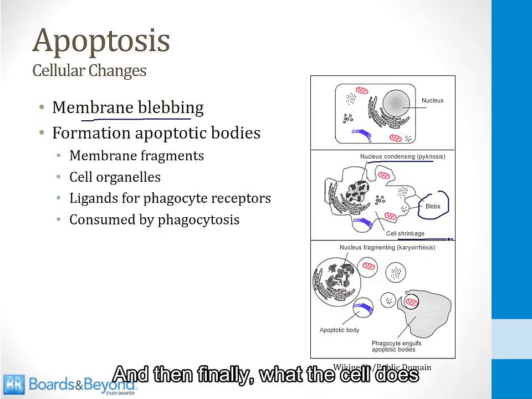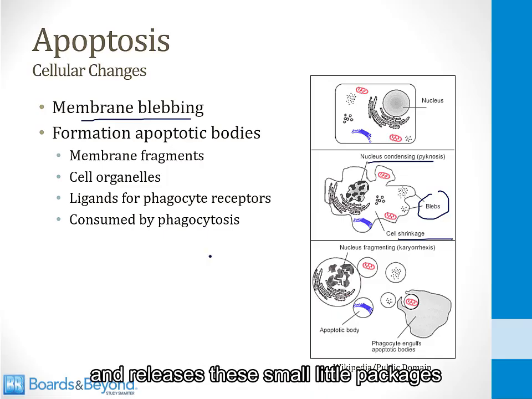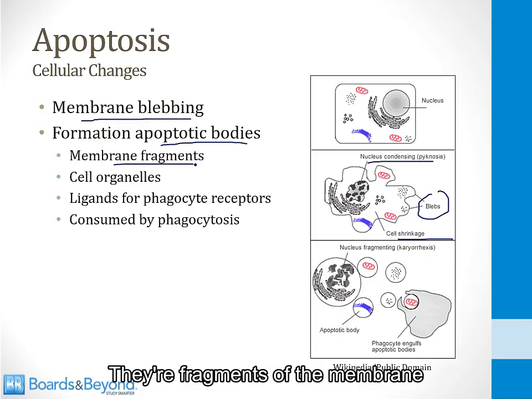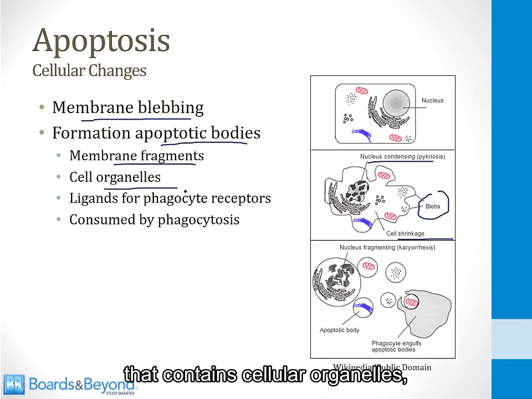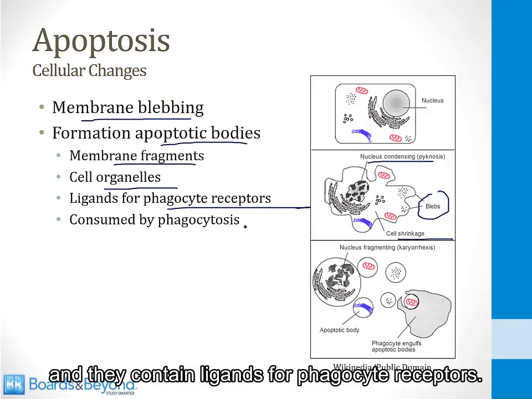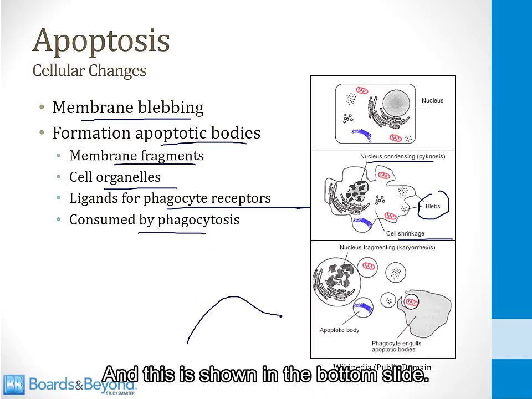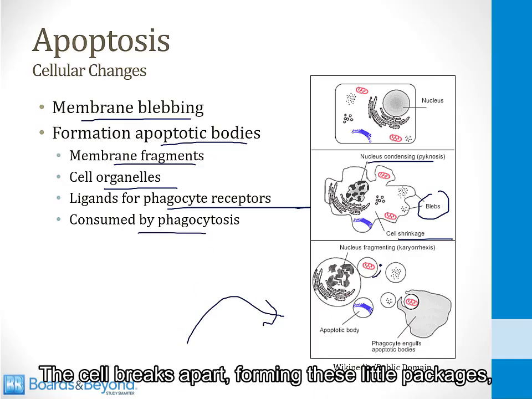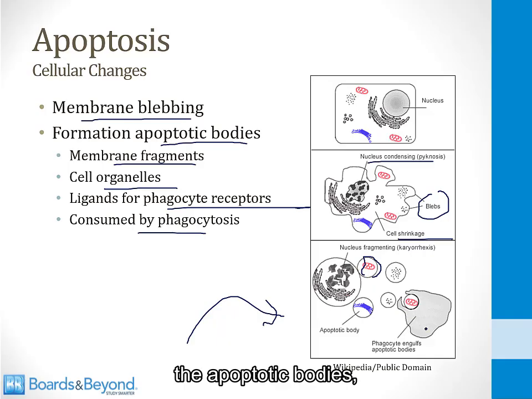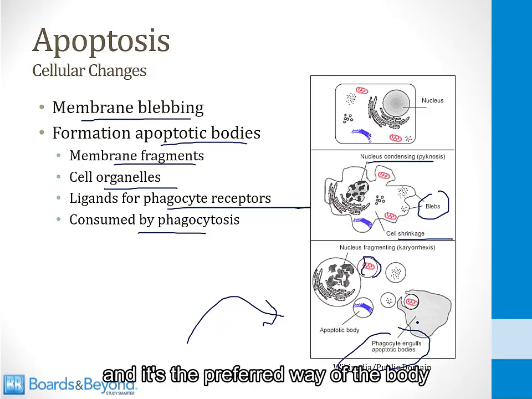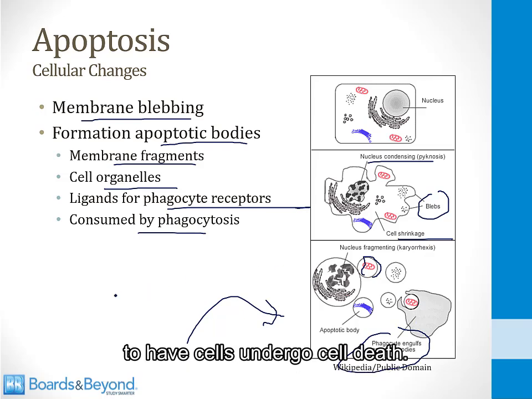And then finally, what the cell does is it basically explodes and releases these small little packages of parts of the cell. These are called apoptotic bodies. They're fragments of the membrane that contain cellular organelles, and they contain ligands for phagocyte receptors. So phagocytes will recognize apoptotic bodies and consume them. And this is shown in the bottom slide. The cell breaks apart, forming these little packages, the apoptotic bodies, and they get eaten up by the phagocytes. This is a nice orderly process of cell death. It does not cause inflammation, and it's the preferred way of the body to have cells undergo cell death.